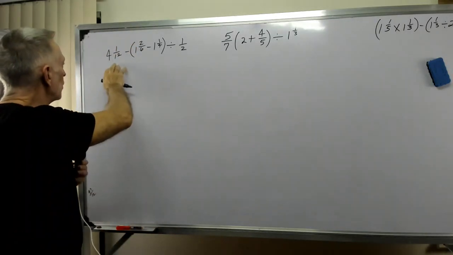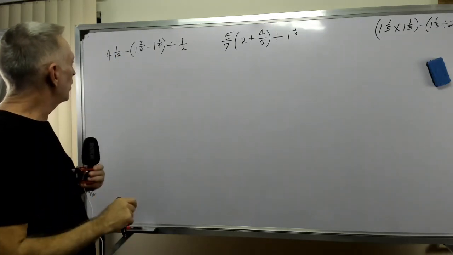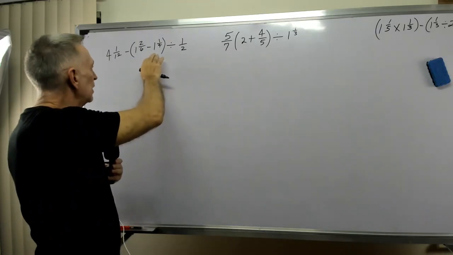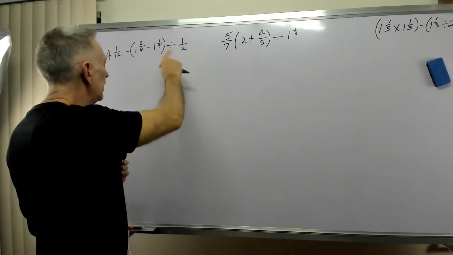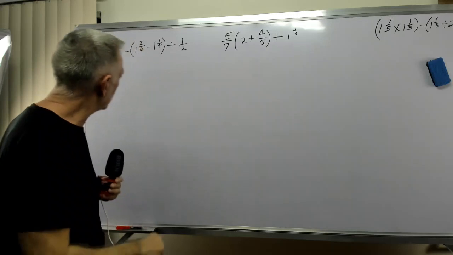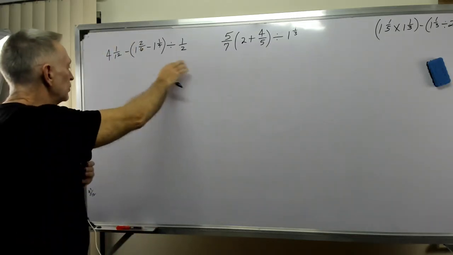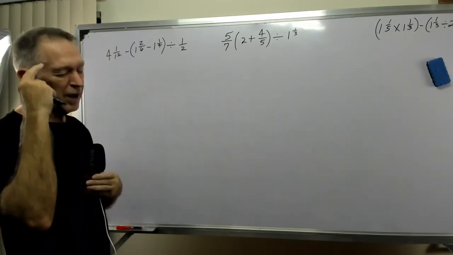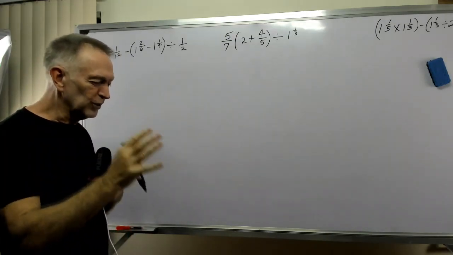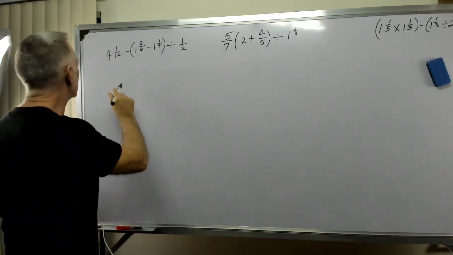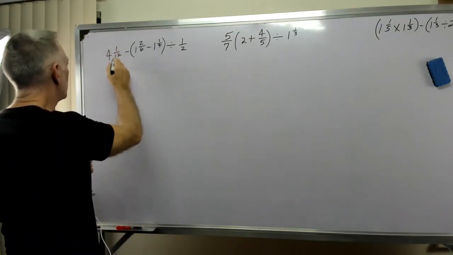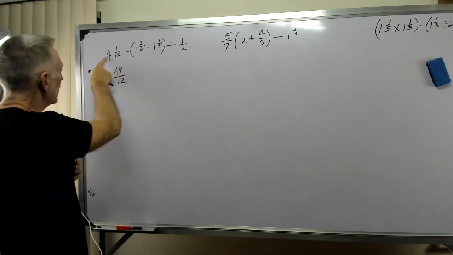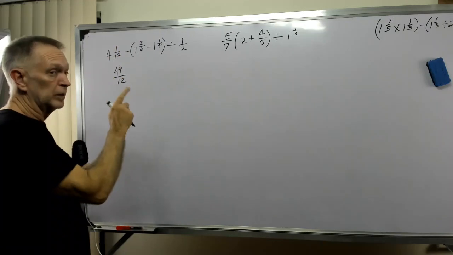Okay, we have 4 and 1/12 minus a parentheses of 1 and 2/6 minus 1 and 1/4 divided by 1/2. Well, first off, let's get rid of the whole numbers here and just turn it into fractions, which you might be thinking, no, don't do that. But let's do it. Okay, 4 times 12 is 48 plus 1 is 49. 49 over 12.